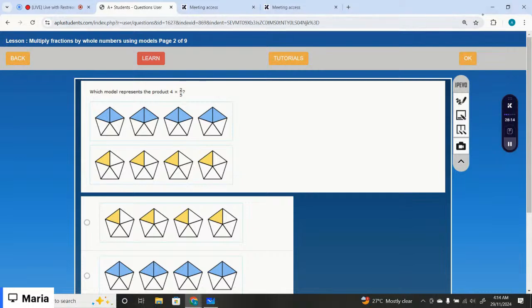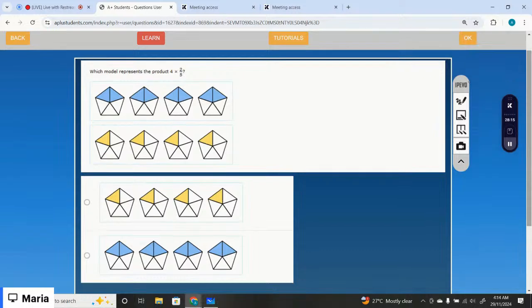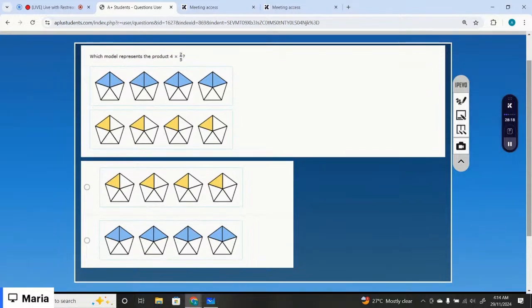Which model represents 4 times 2 by 5, which is the correct option, 1 or 2?